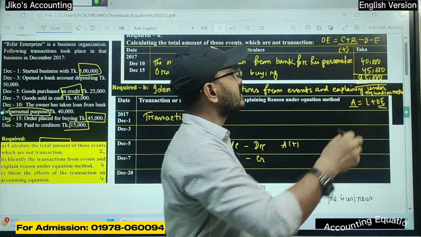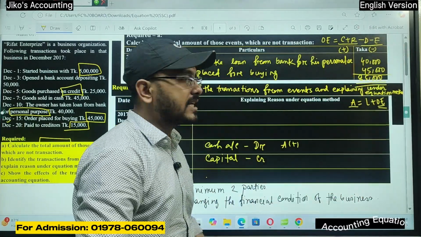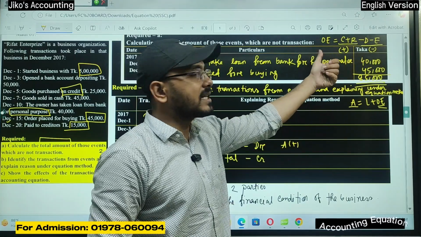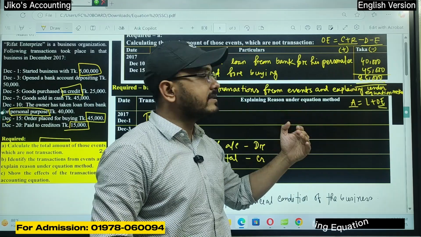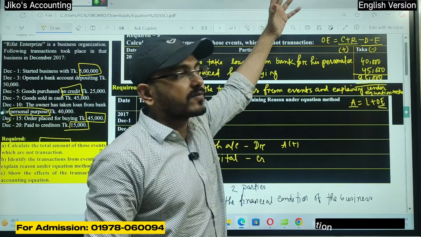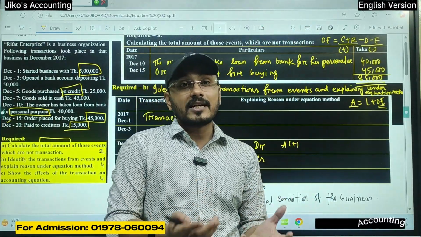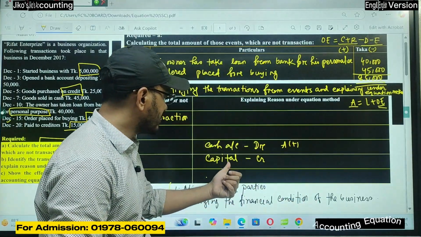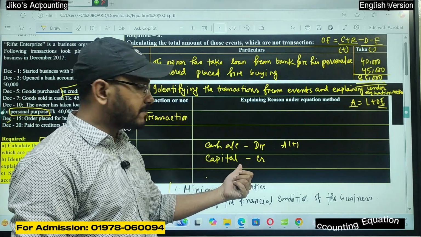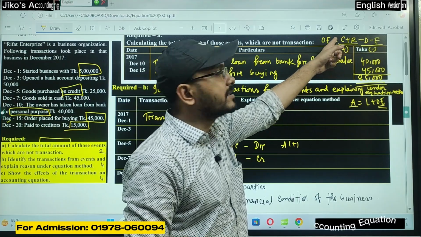On the other hand, drawings and expenses always indicate the reduction of the equity. If you get it, otherwise you can remember it by following these two techniques. Whenever capital is brought and revenue is earned by the business, that indicates the increment of the equity. On the other hand, drawings and expenses always indicate the reduction of the equity. So because of bringing the capital by the owners, what are the changes you can see here? That indicates the increment of the equity.